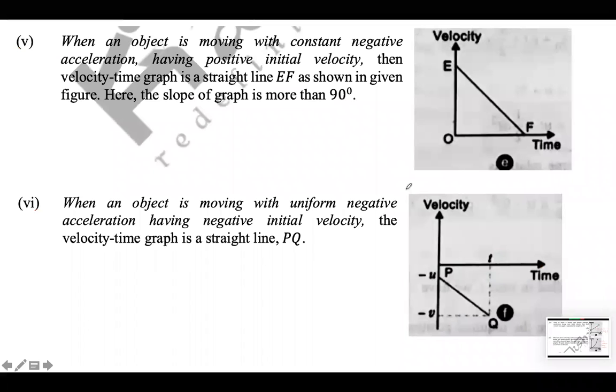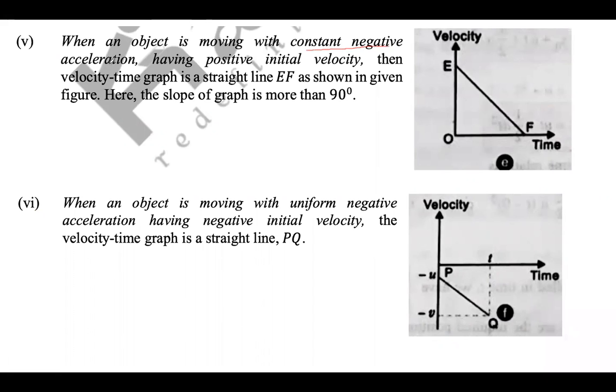If you see, for an object moving with constant negative acceleration, you will get a graph like this. So here you can see the slope is negative. Why? Because this angle theta is greater than 90 degree, obtuse angle है. तो slope यहाँ पे negative है. Slope negative है तो acceleration भी negative होगा. So this is the graph of an object moving with uniform negative acceleration.